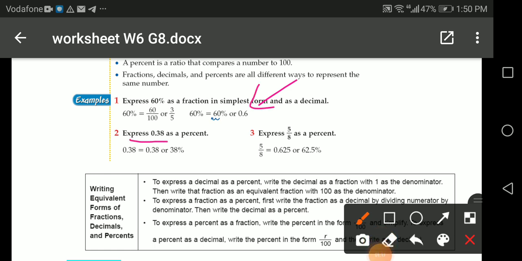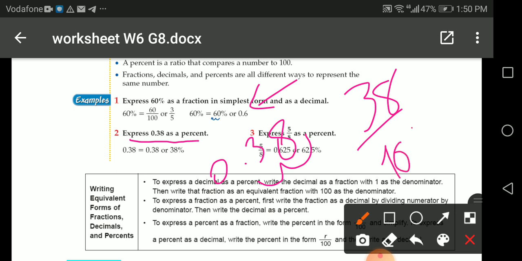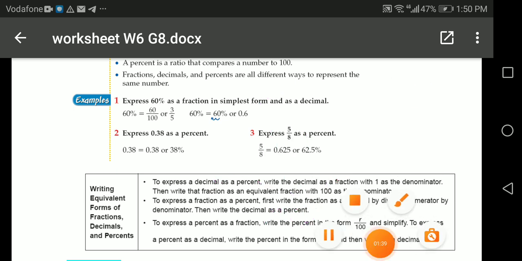Here in the second example, 0.38. He asks me to express this as a percent. So we have here, what do you think? Two decimal places. So we have 38%, a number compared to 100. What about the third example?